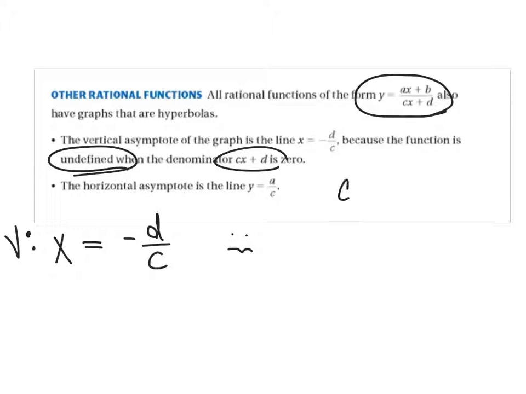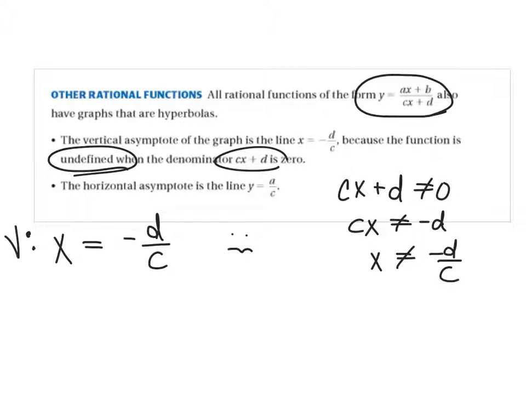So if we say cx plus d cannot equal 0, subtract d from both sides, divide both sides by c, that's where that comes from. Okay, so that is my vertical asymptote. My horizontal asymptote is going to be y equals a over c. Again, whew, I know, it's tough. So make sure you highlight that so we can use it easily for the next problem.